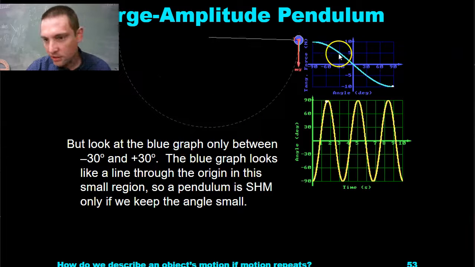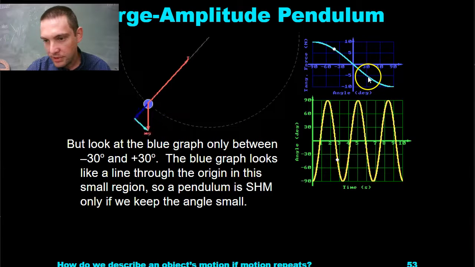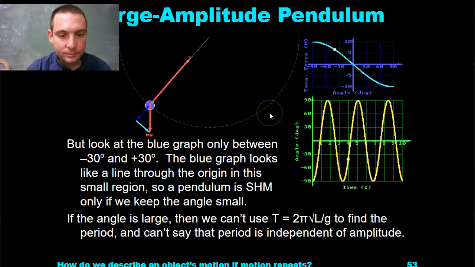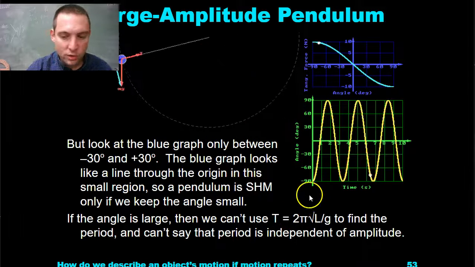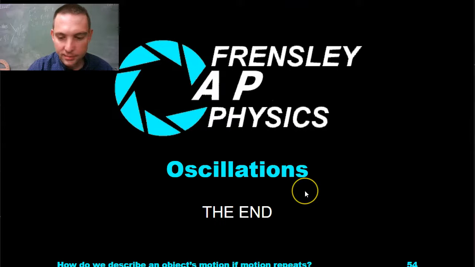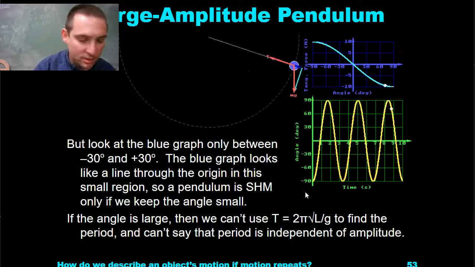So it's curved here until we get to negative 30 and positive 30, and then it curves again. If the angle is large, then we can't use T equals 2 pi square root of L over g to find the period, and we can't say that the period is independent of amplitude.